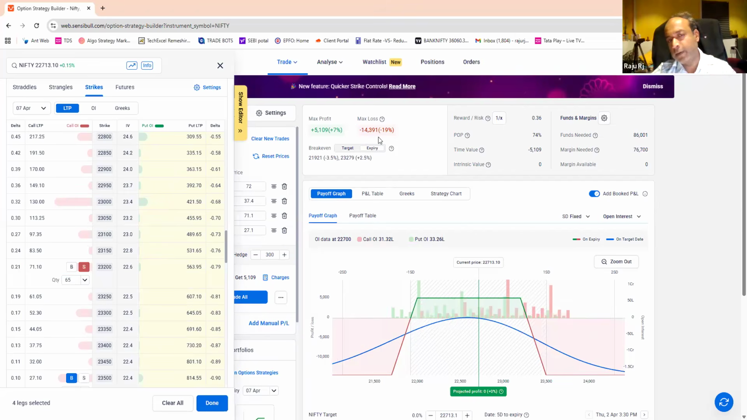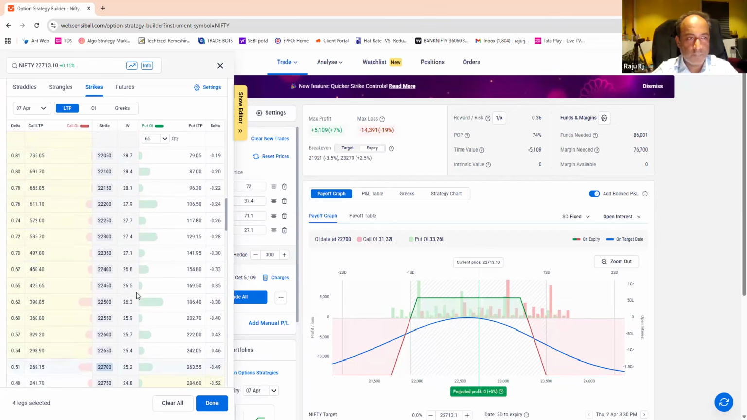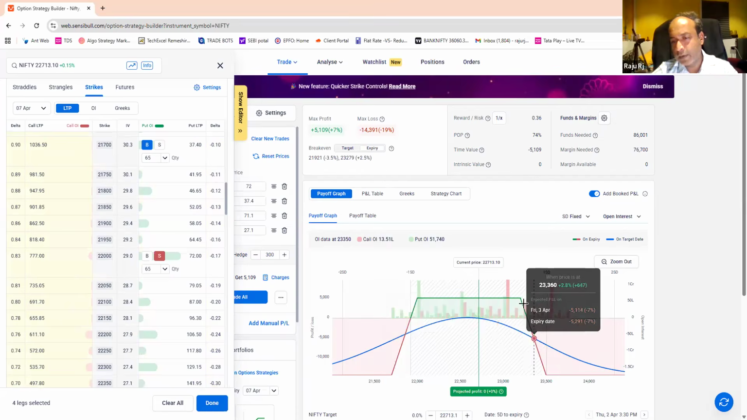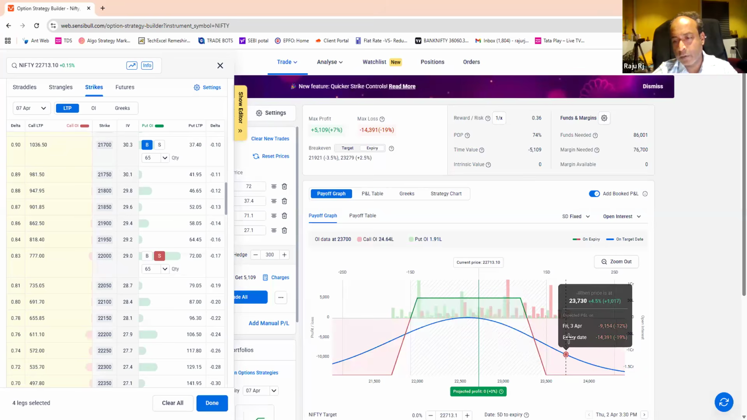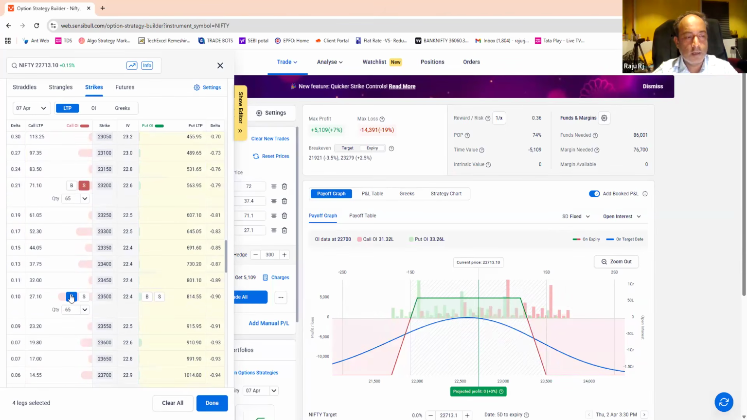Here, the risk will be a bit on the higher side as we are going far above the OTMs. So whenever there is a sideways movement, you will get a wider range here. The maximum loss you can incur is 14,000. If you want to reduce the risk, it's very simple. You just don't buy here.